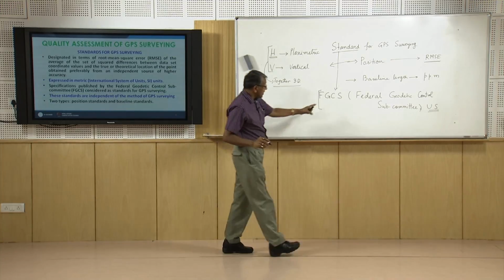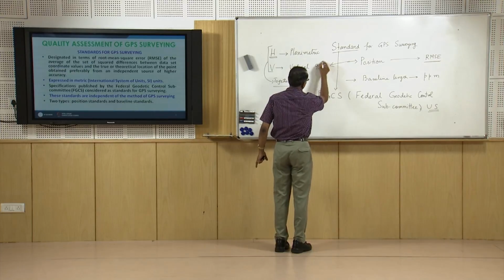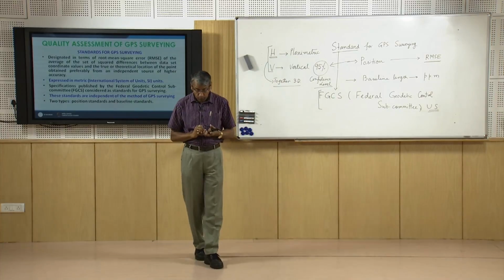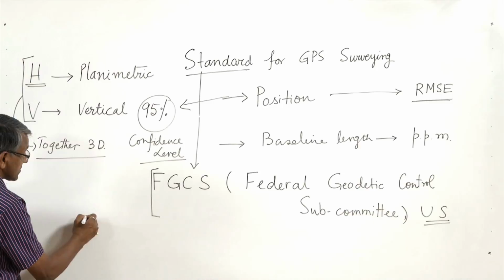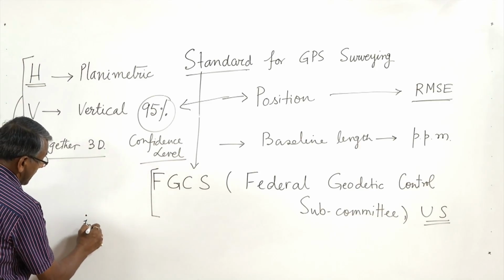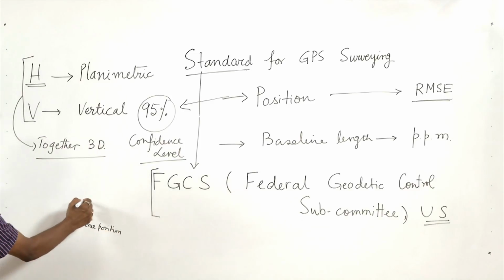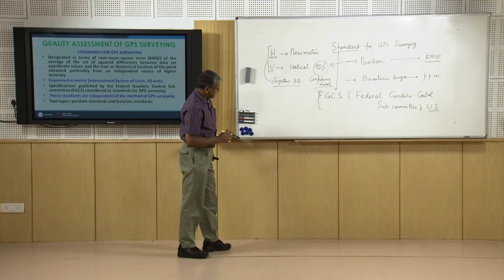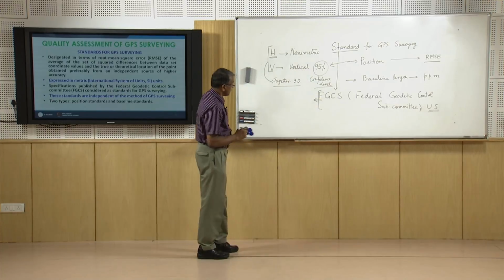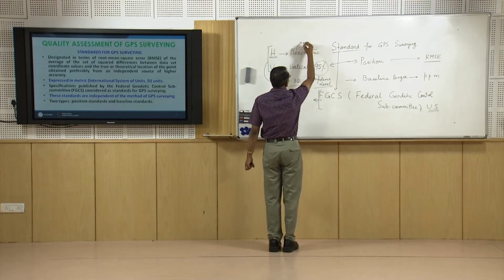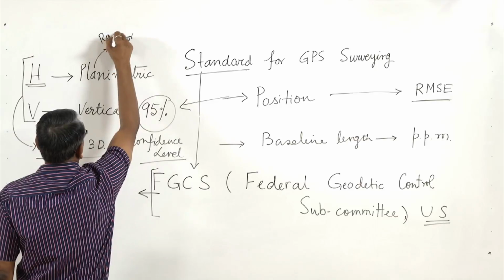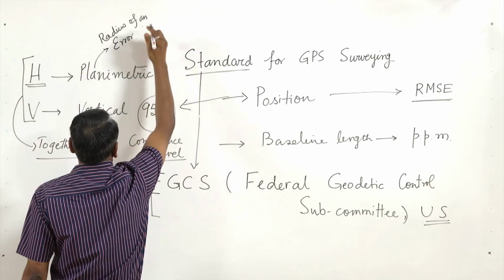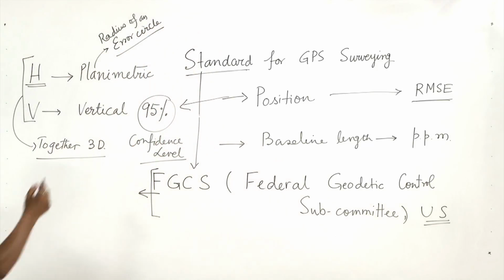Now FGCS has taken a 95% confidence level. What is this? If we know the true position, then the observed position should be 95% within the standard that has been defined. Suppose for FGCS, for the planimetric, they have defined an error ellipse radius, an error circle or ellipse, an error circle let us say when the components in x and y are the same.